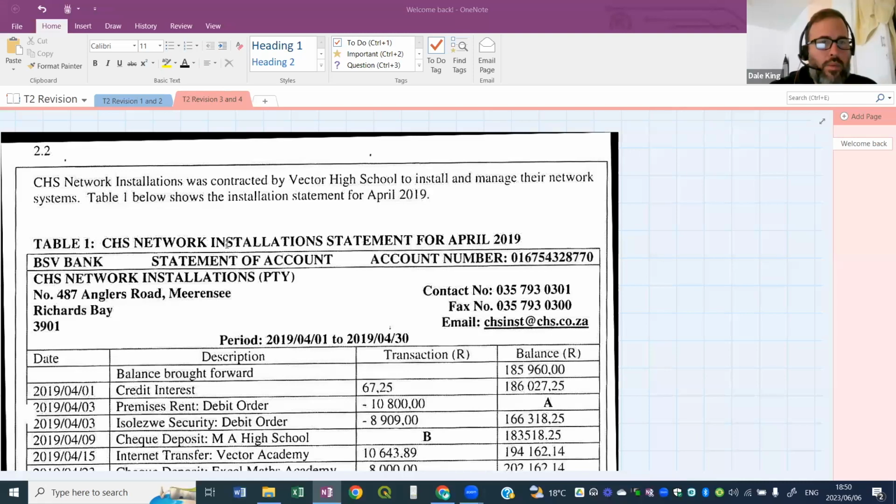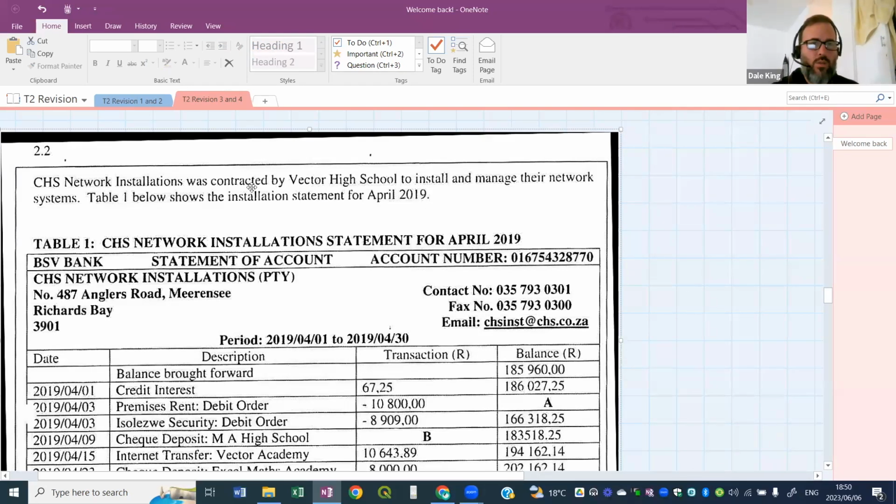Oh, it's a company. Oh, it's a bank statement. There we go. All right. Table one shows the installation statement. CHS Network Installation was contracted by Vector High School to install and manage the network systems. So table one, CHS Network Installation, table over, BSV Bank. It does look like a bank account. It does look like a bank statement.